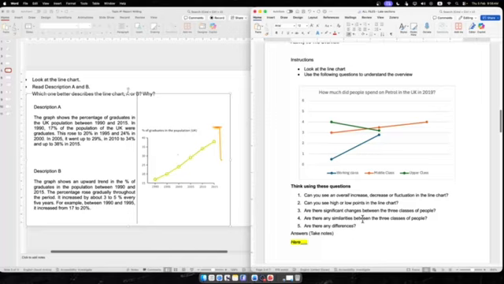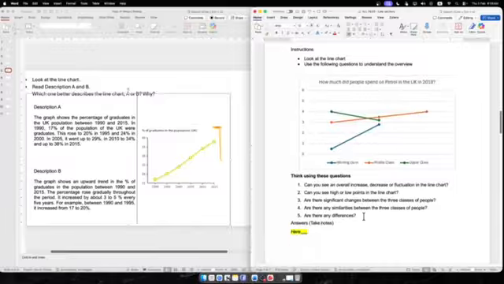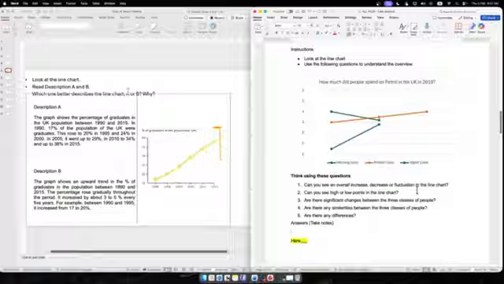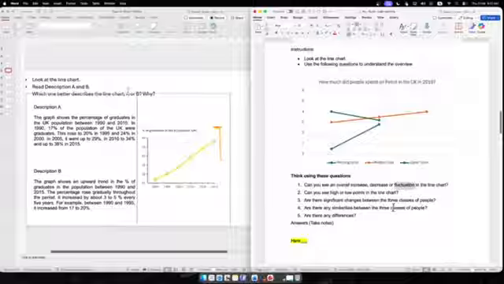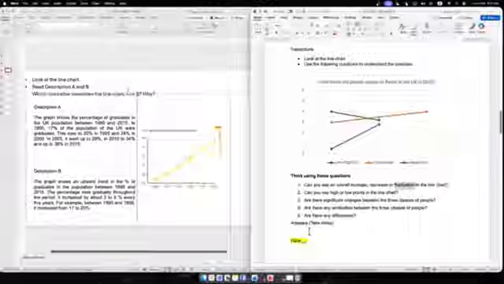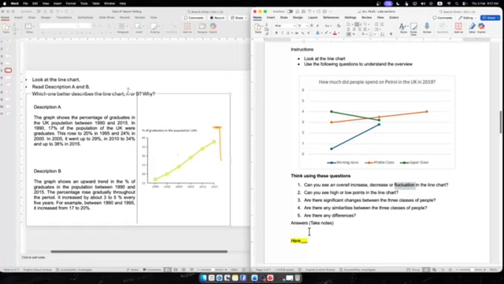So let's suppose that you did that. So let's do this together now. Okay. So can you see an overall increase, decrease, or fluctuation in the line chart? Increase is going up, decrease is going down, fluctuation is going up and down at the same time. Okay, this is what fluctuation means, going up and down all the time. All right. So overall, we're looking broadly speaking here.